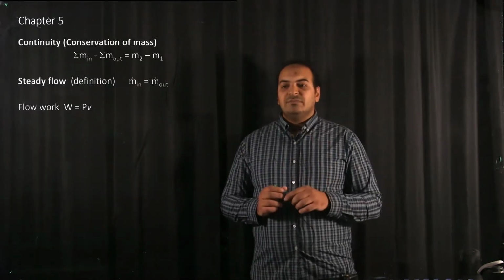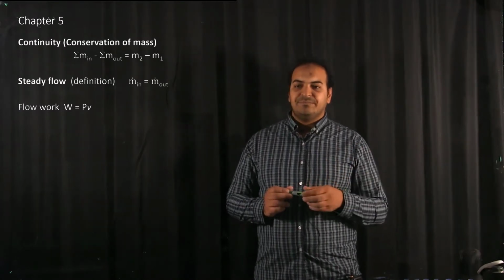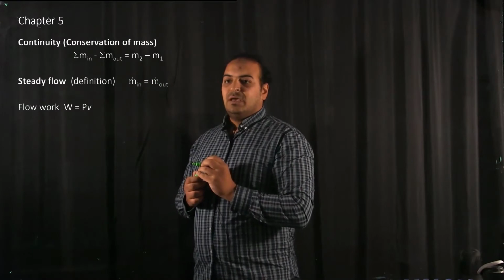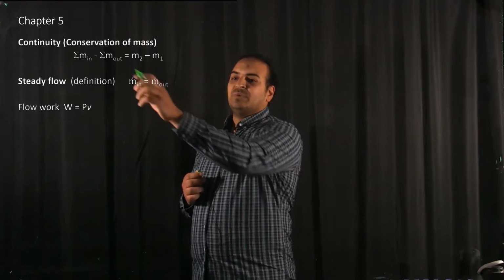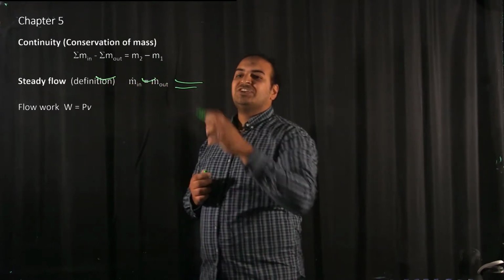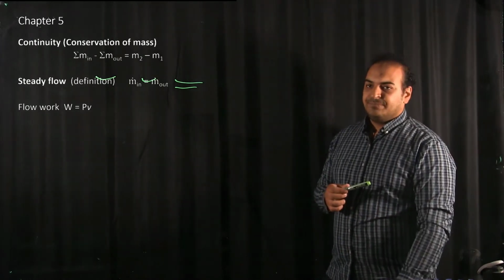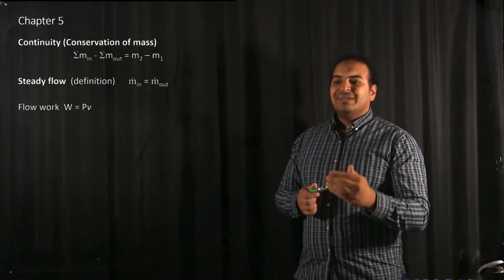In lecture 5, we talk about the continuity, the conservation of mass. It means the total mass in equals the total mass out, which is in minus out equals the accumulation in the system. So we have mass in, mass out, equal to the change within a system. That's an open system. In a closed system, there is no mass in and out. Mass is constant.